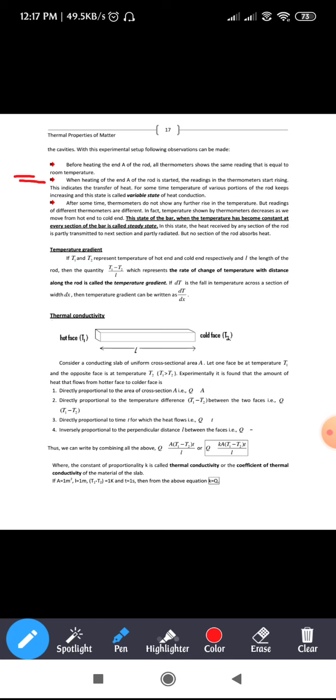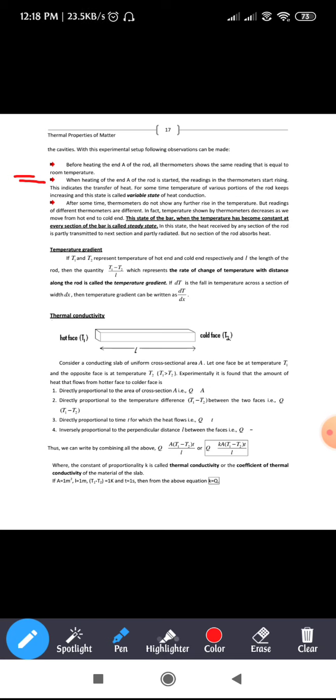Next, when heating of the end A of the rod is started, the readings in the thermometers start rising. This indicates the transfer of heat. For some time, the temperature of various portions of the rod keeps increasing, and this state is called the variable state of heat conduction. Once you subject end A to the steam bath, the heat starts to flow, and due to that you can see the increase in temperature of the thermometers.